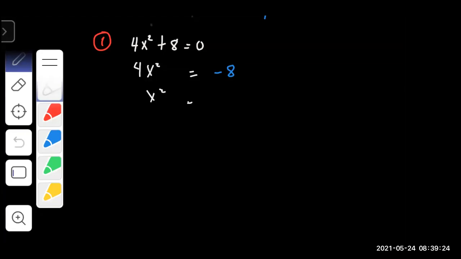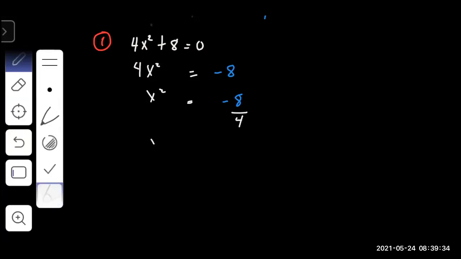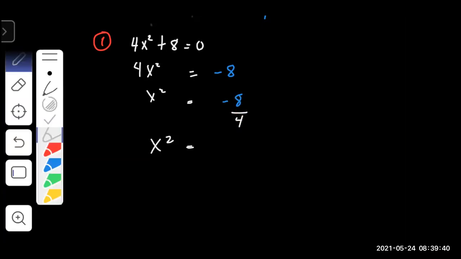And what am I going to get? I'm going to get negative 8 divided by 4. So now let's continue. x squared is going to be equal to, what is it? This equals 8 divided by 4. 2. Negative? Negative 2. Correct.